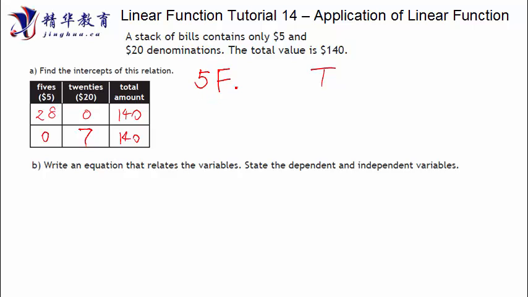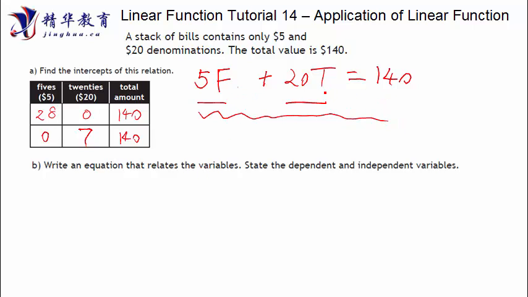So we have $5 times f plus $20 times t, where t is the number of $20 bills. For example, you can have three $20 bills, which is equal to a total of $60, and then the rest, $80, will be $5 bills, which is equal to 16 pieces of $5 bills. These two should add up to $140. Now that is our relation between the variables.